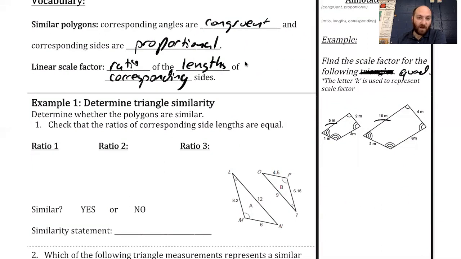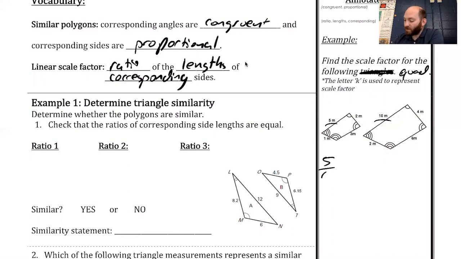Now, how do I identify what's corresponding? I look at where they are in location to each other. So I like to highlight the fact that this angle is congruent to that angle, that one to that one, and then that one to that one. So those are all the corresponding angles. The sides are going to follow the same pattern. So this side is in between the angles 1 and 4. This is 1 and 4. This is 1 and 2, 1 and 2. So that's how I can identify my corresponding sides. Are they in the same location in comparison to each other?